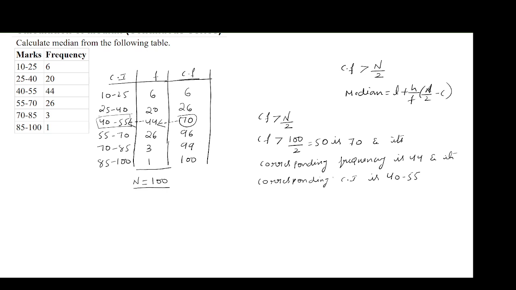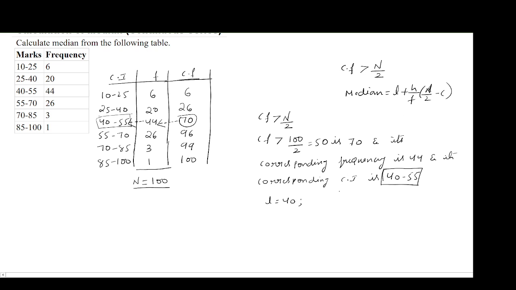Now I have to apply the formula. So median is equal to L plus h by f into n by 2 minus c. What does L stand for? L stands for the lower limit of the median class. So 40 to 55 is the median class, and the lower limit is 40, upper limit is 55. In the formula I have L, that is lower limit. Therefore L is equal to 40. The median class I got after finding the cumulative frequency.